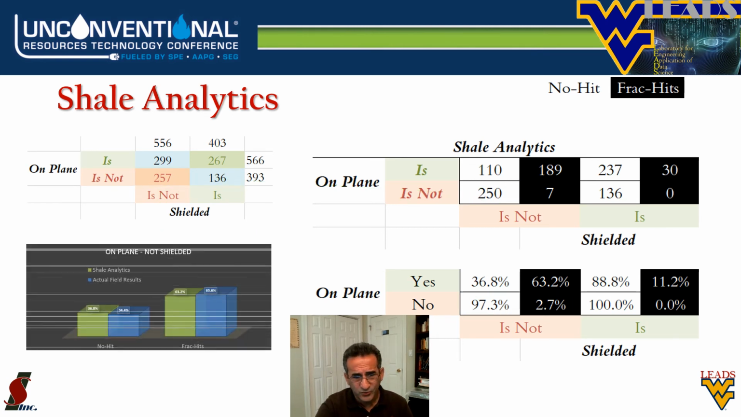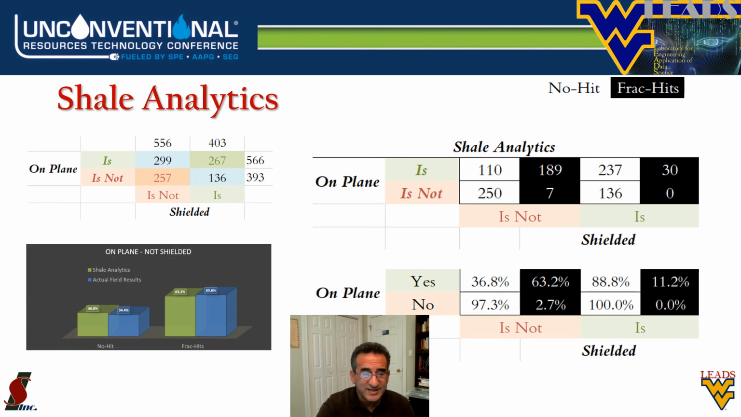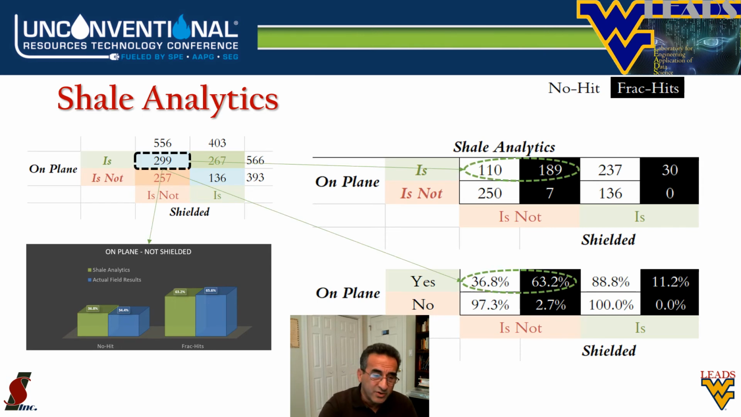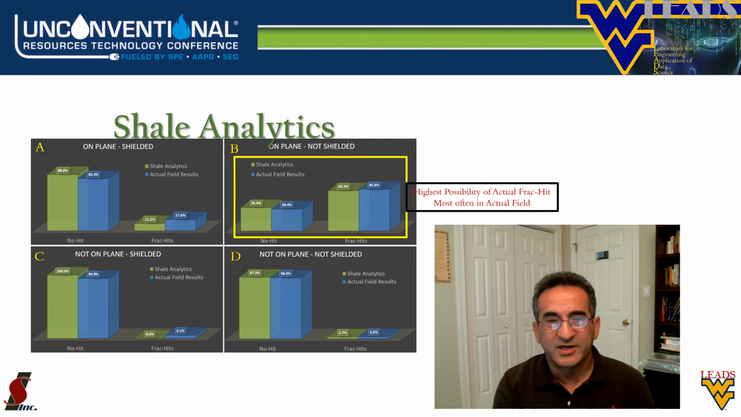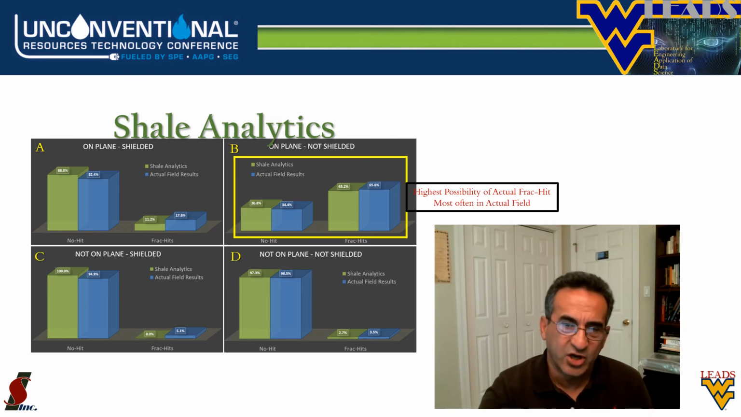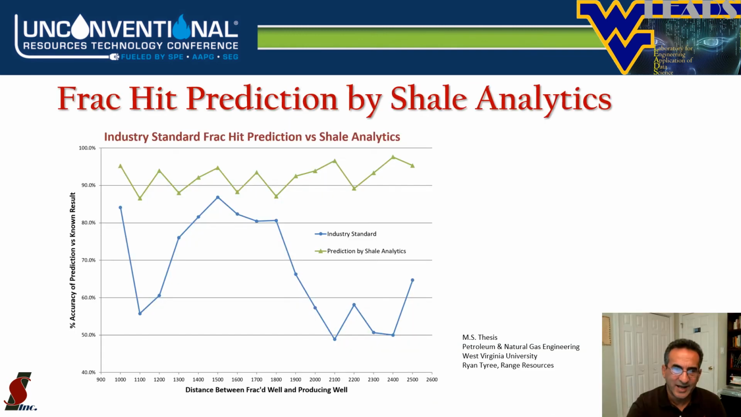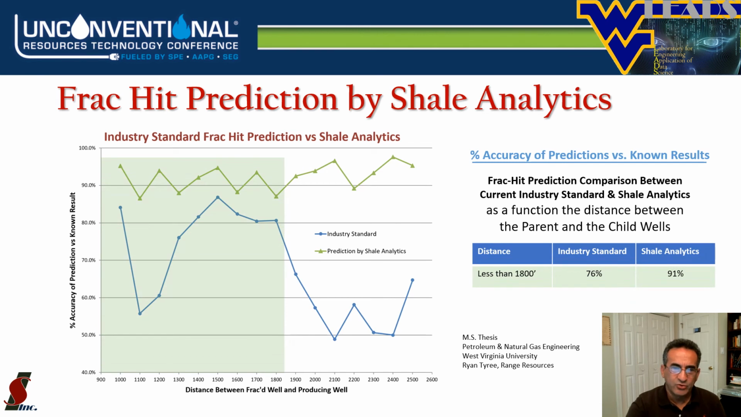The most important one is when it says it's 66% a frac hit, Shale Analytics says 63%. And when it says it's 34% of the time you're not going to have a frac hit, Shale Analytics identified 37% of the time as not being a frac hit. As you can see here, when it is the most important, Shale Analytics does the best job in order to predict.